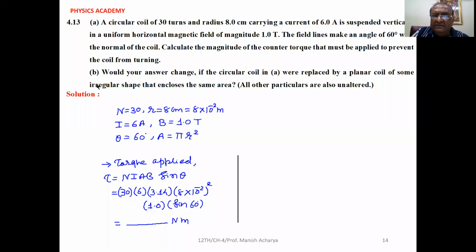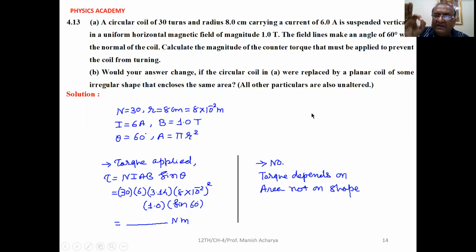Now question B. Here the answer will not be changed if the circular coil is replaced by the planar coil, because the torque does not depend on the shape of the coil. It depends only on the area enclosed by the coil. So the area enclosed by the coil with irregular shape is the same one. So your answer will not be altered. Clear to all of you?